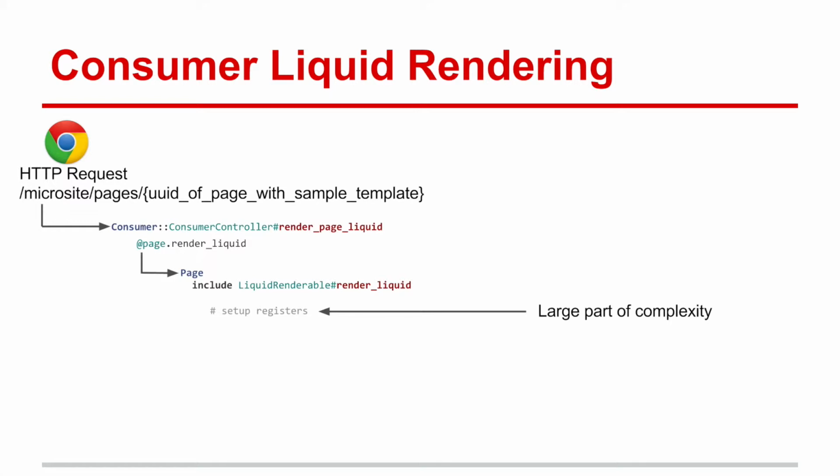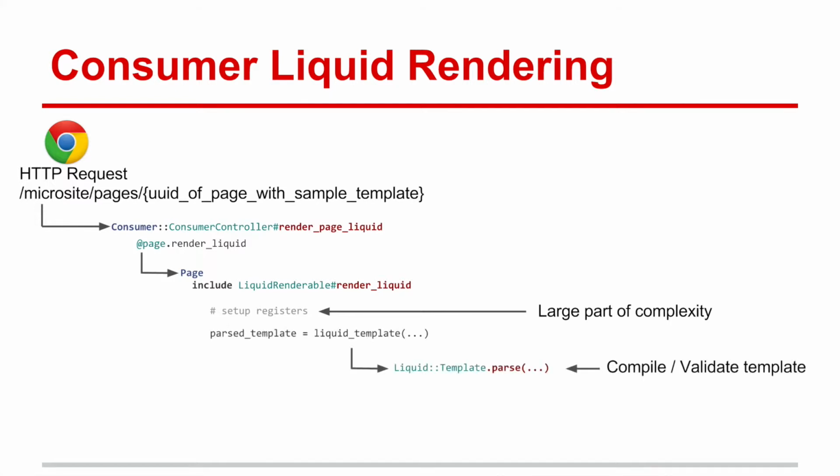Once the template has all the context that it needs in order to render, the render liquid method parses the template. It does so using a built-in method from the liquid gem, Liquid::Template.parse. And what happens at this stage is we actually validate the liquid that's inside the template. After we've validated it and compiled it, we're ready to render it. So we call parsed template.render.